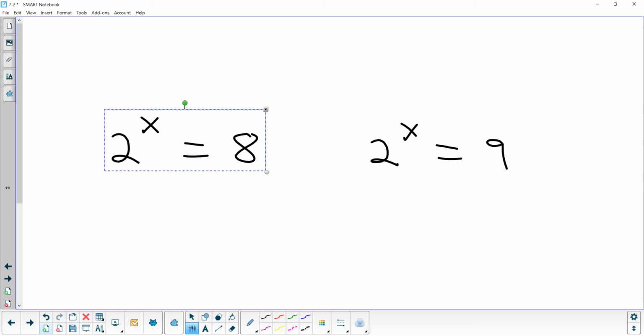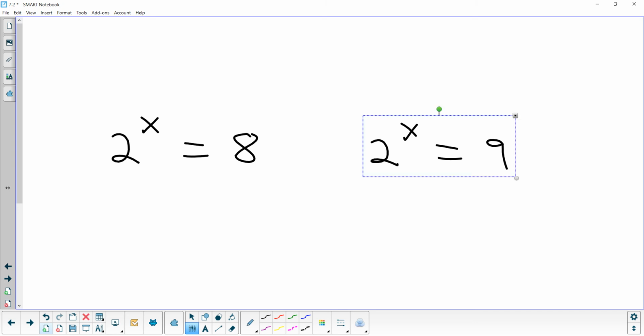I didn't change the equation that much. All I did was make it 2 to the x equals 9, but I've made it a lot harder. Because 2 cubed is 8. So an exponent of 3 is too small, right? Let's try the next exponent, 2 to the 4th. What's 2 to the 4th power? Yep. 16. 16, that's too big. So now the answer is in between 3 and 4.